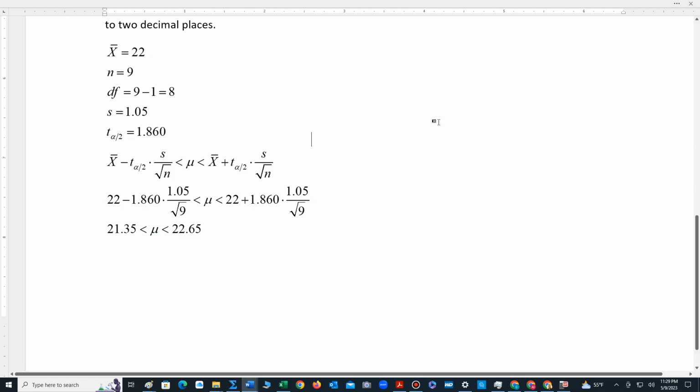I'm hoping this helps clarify the difference between the t and the z values when computing confidence intervals.